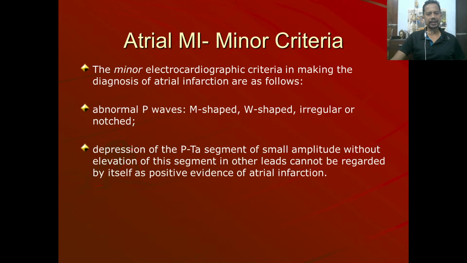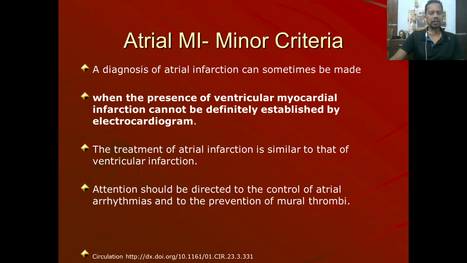Then the minor criteria. Sometimes these criteria might not be fully met, and the P wave is like this in V2 and biphasic in V1. So you look for M pattern, W pattern, irregular P wave, chest pain, trop T positive. So like that you have to conclude.